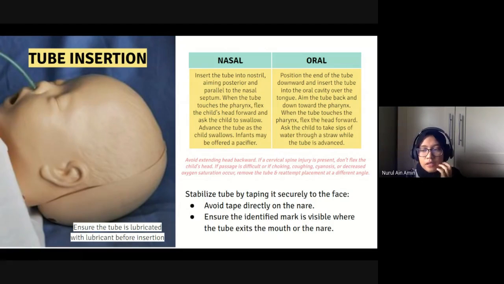We can use the skin tape, and we should also avoid the tape directly on the nare here, because as we know, sometimes infants have very sensitive skin, so we should be extra careful. And we must also ensure that the mark that we did when measuring is visible at the exit of the mouth or the nose, because it can aid relief and also maintain skin integrity, and also helps us check if we've inserted the correct amount.